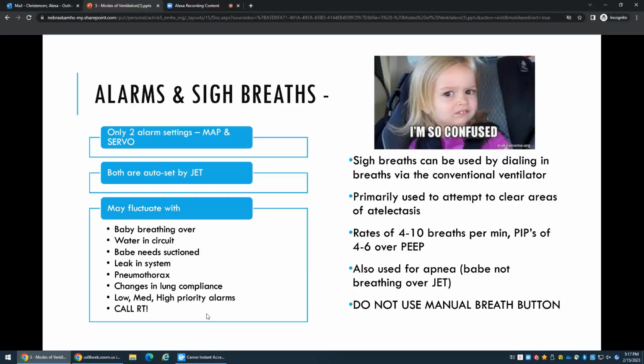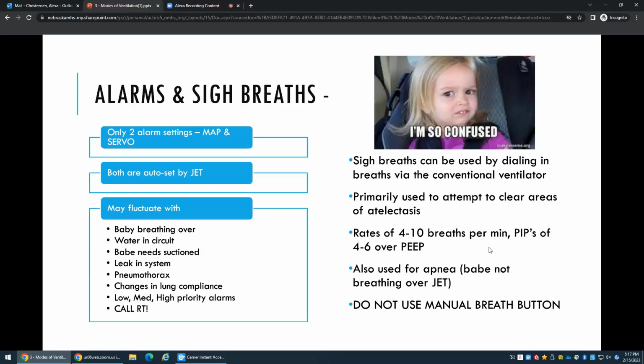Why would we do that? So sometimes on the jet, the babies can get areas of atelectasis, so a little area of consolidation that you just can't pop open. And atelectasis is not good either. It's not as bad as PIE, but it's not good. So if you give a sigh breath and give a baby kind of a big, deep breath, maybe you give that baby 5 big, deep breaths a minute, it can help open up those areas of atelectasis or consolidation. So that is what a sigh breath is used for.